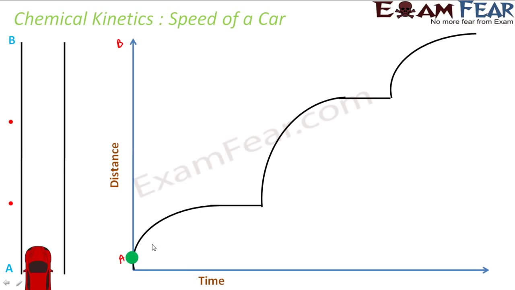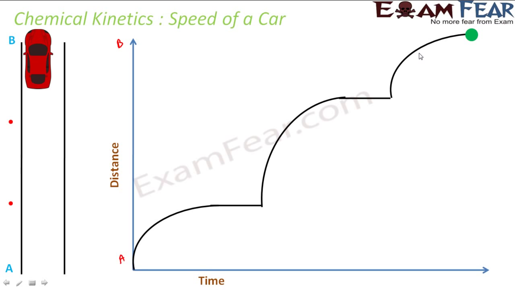The car starts, the car accelerates, and then it stops. It stops for a certain time, the time goes on, and then the car again starts, again goes off, stops for some time, again the car starts, and then it stops. So if you plot the distance time graph, this is how it will look, right?